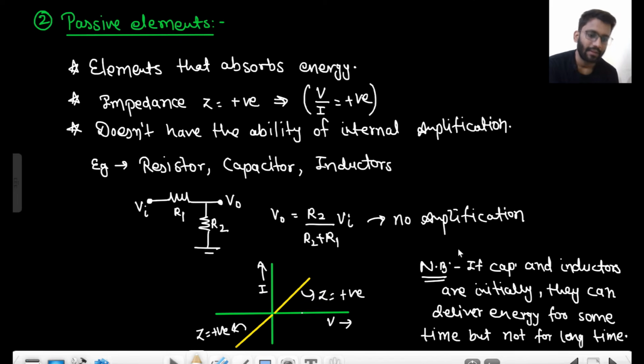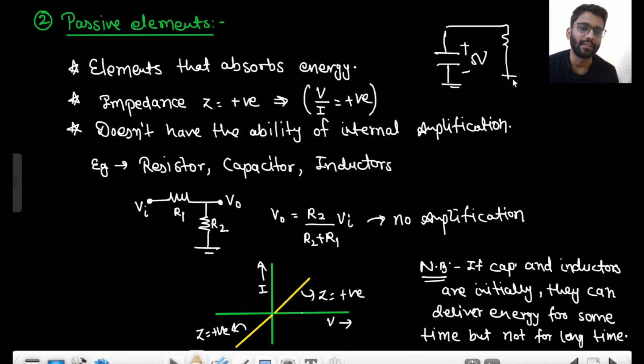Let's assume that you don't know this concept deeply, but your capacitor is charged to 5 volt, and this is your circuit, this is a resistor R. So the capacitor can deliver energy to this resistor, but not for an infinitely long time. It will be discharged to 0 volt after some time.